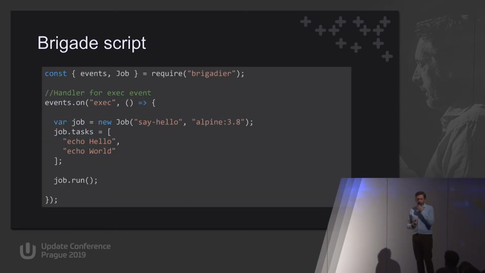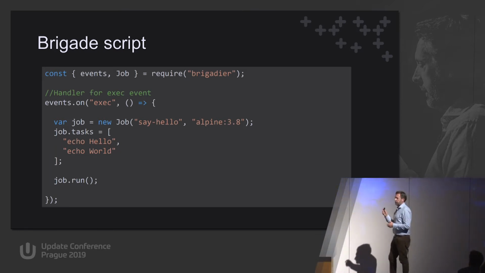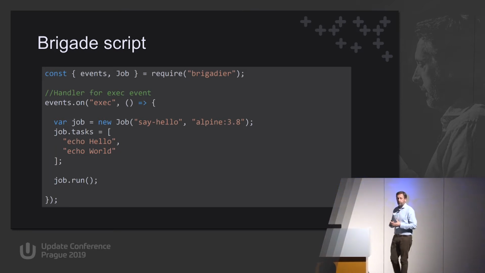This is an example of a Brigade script, maybe as simple as it can get. So this is JavaScript, which means that you're not using YAML or JSON here. This is actually a programming language. So you can basically do whatever you want. But the basic idea here is that you listen to one or more types of events. In this case, it's called the exec event. And then you will create one or more jobs here. So in this case, we're creating one job. We'll just name it Say Hello. And we're using, in this case, the Alpine image. So the second part here is which container image should I use?